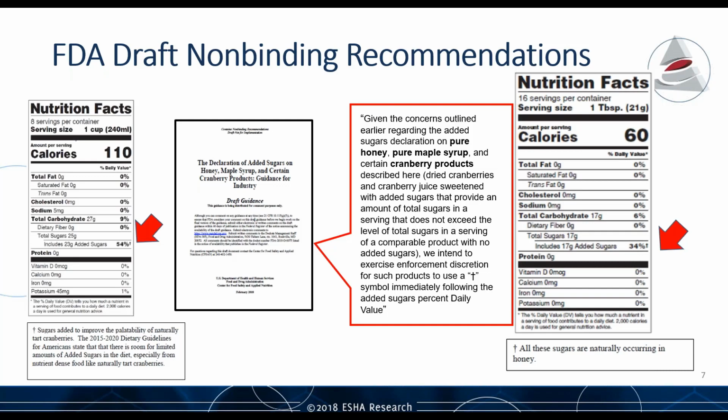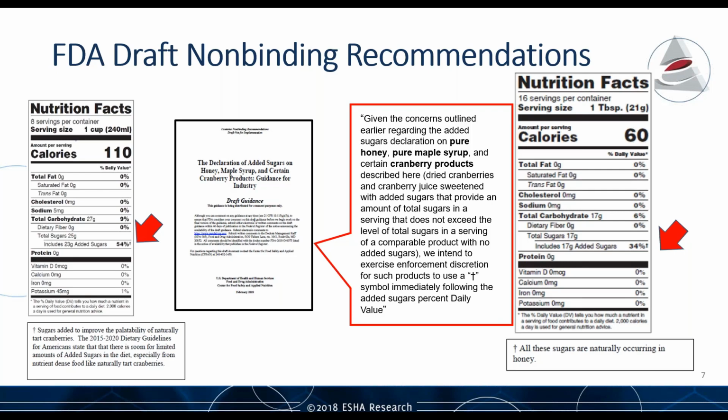In February 2018, the FDA provided draft guidance specifically regarding declarations that might be made about the added sugars contained in pure honey, pure maple syrup, and certain cranberry products. The document indicates that within the nutrition facts labels of single ingredient products of pure honey and pure maple syrup, and on certain sweetened dried cranberry and cranberry juice products, FDA will exercise enforcement discretion regarding the placement of a symbol following the added sugars %DV.